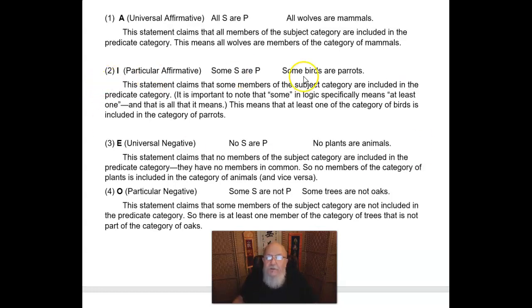The second one, some birds are parrots, is an I proposition. It's a particular affirmative, and it has the universal form, some S are P. Now, this statement claims that some members of the subject category are included in the predicate category. Now, it's important to note that some in logic specifically means at least one, and that is all it means. This means that at least one of the category of birds is included in the category of parrots.